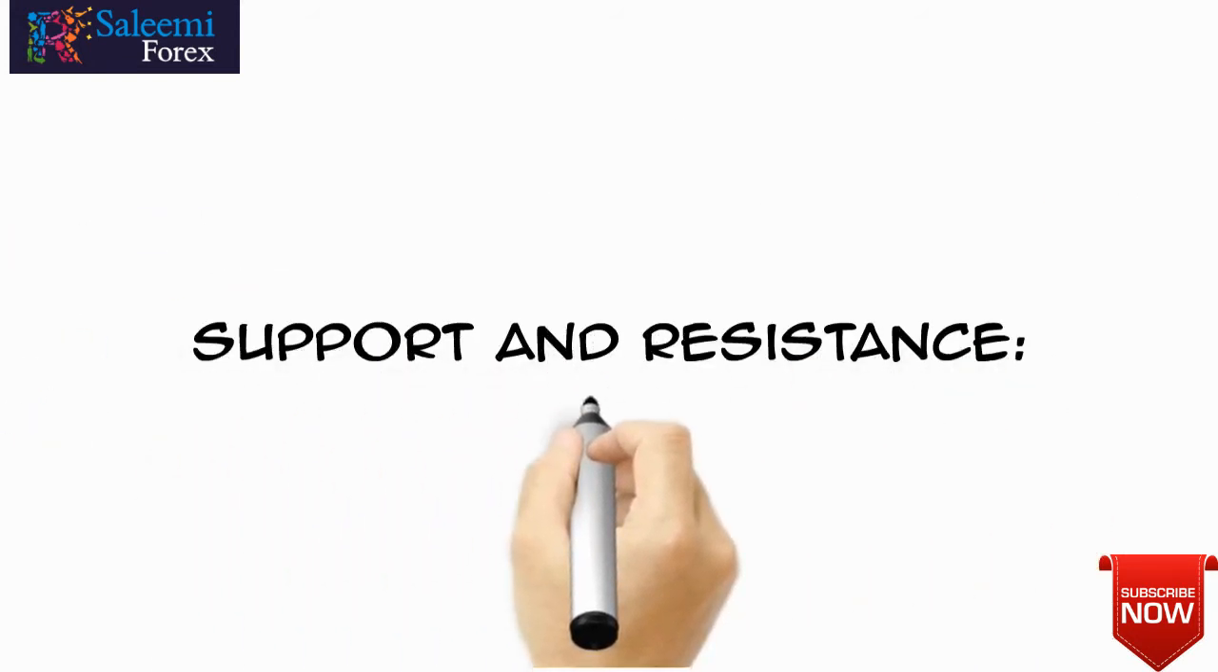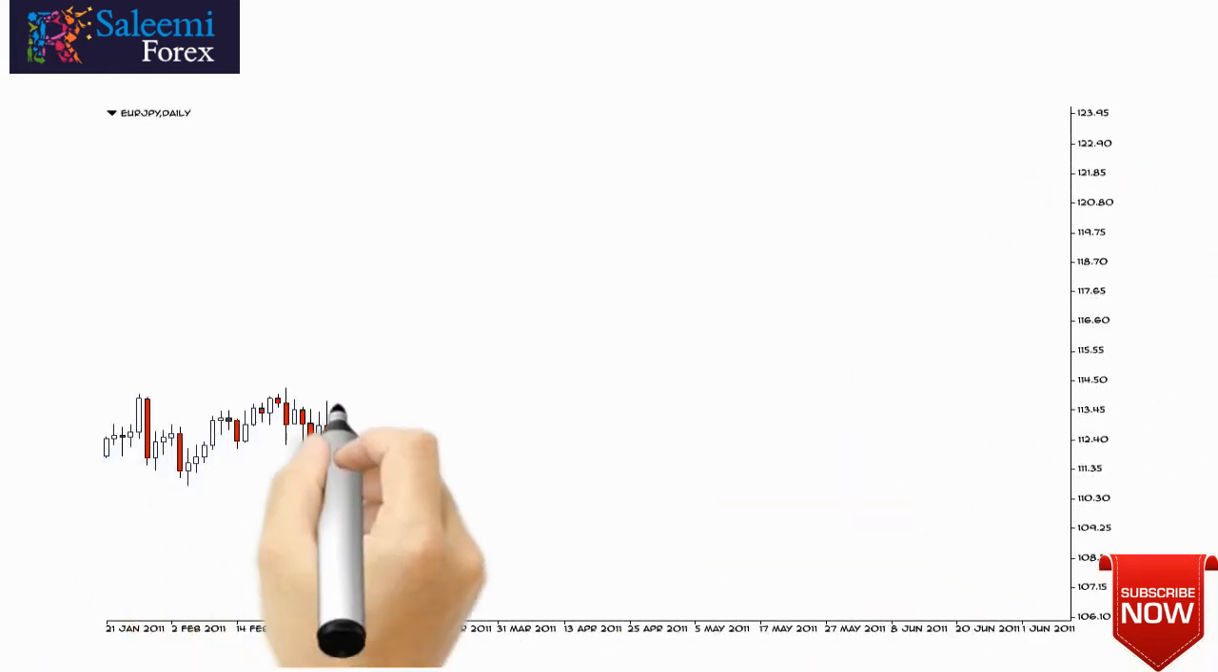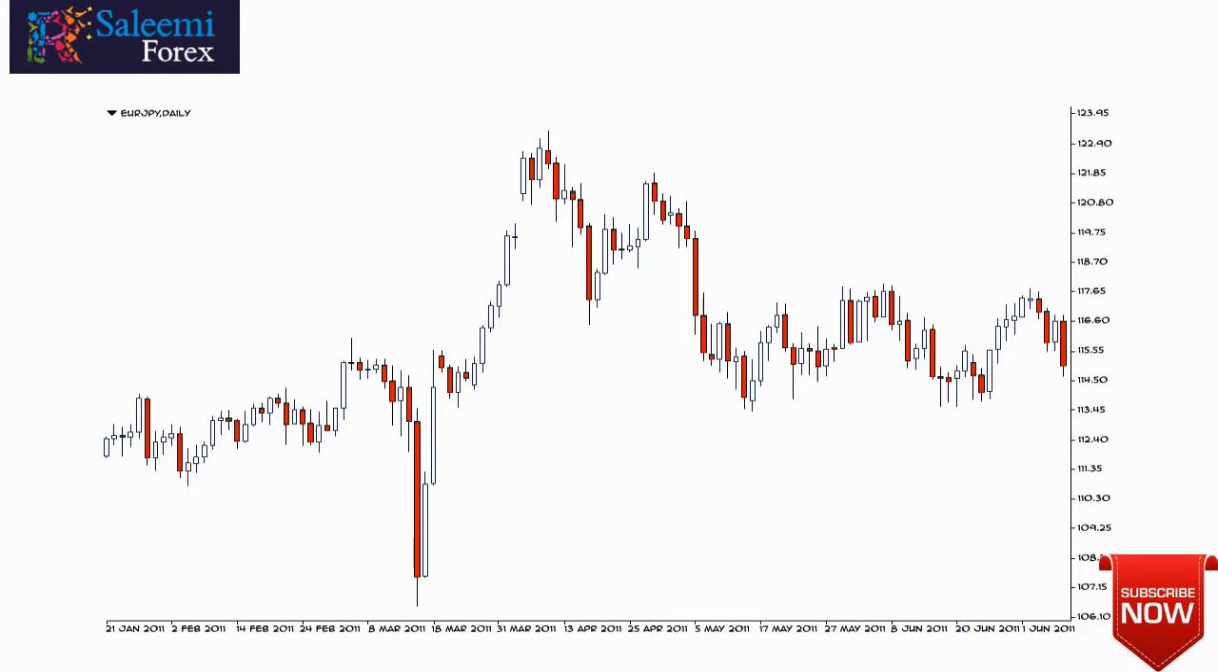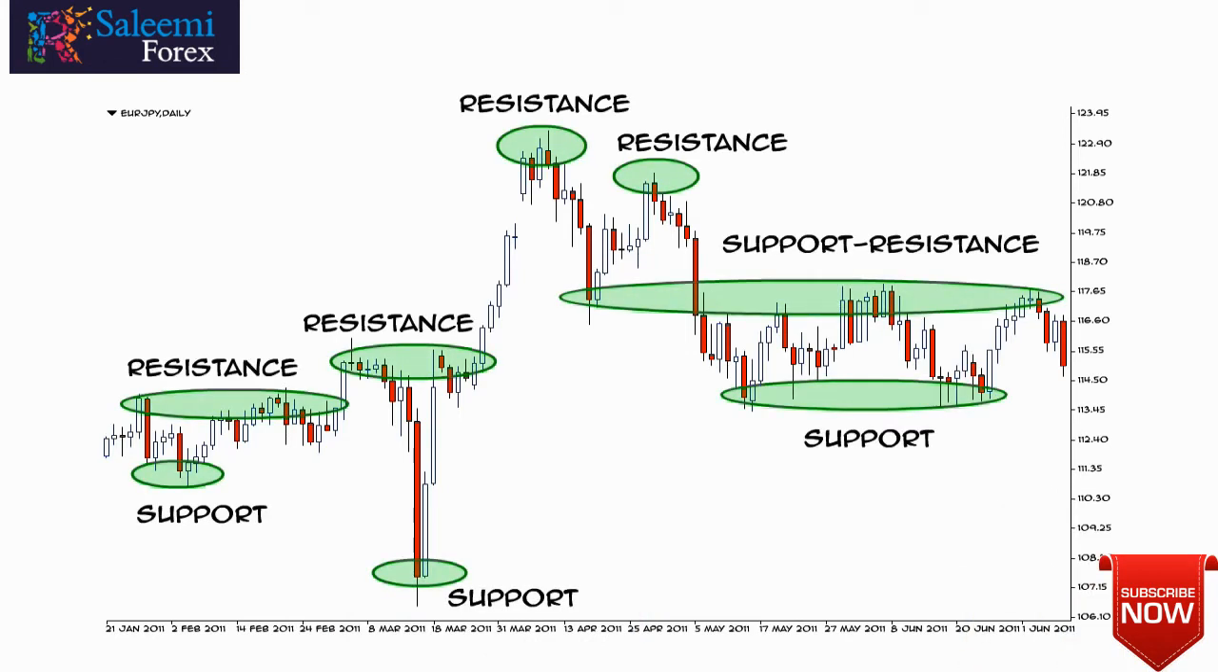Support and resistance. Price levels. Price levels where trends tend to start, pause, or reverse are the most basic kind of support and resistance, and perhaps the most intuitively obvious. A quick look at this chart will reveal which price levels are support and resistance points.